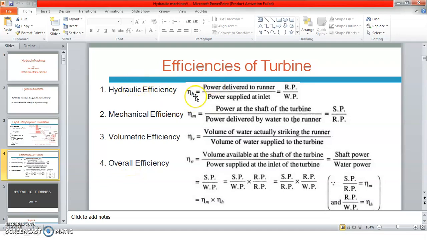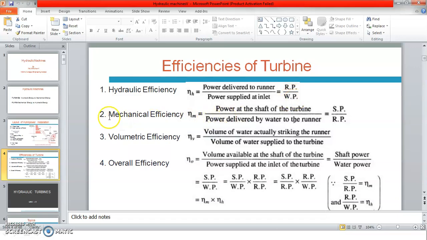So what is hydraulic efficiency? If we consider a turbine, it has different components, just like a runner and shaft. These are the two main components, and water will pass through the shaft and impact on the runner. Whenever we find the hydraulic efficiency, we have the ratio of power delivered to the runner to the power supplied at the inlet. So RP upon WP. Okay.